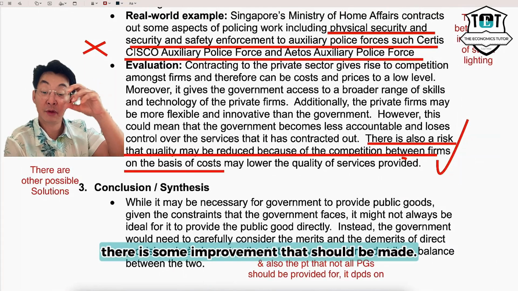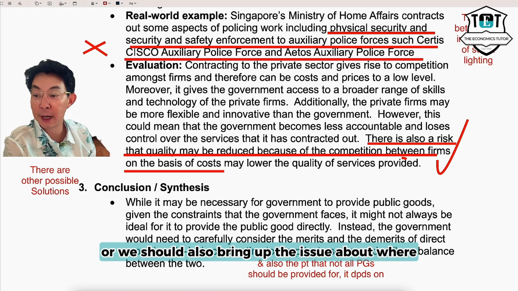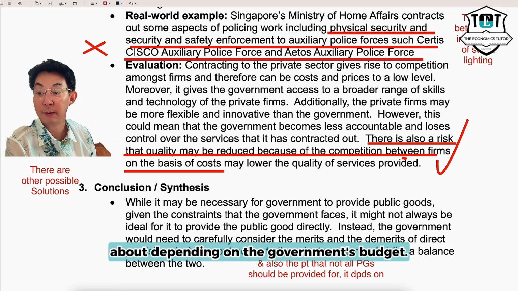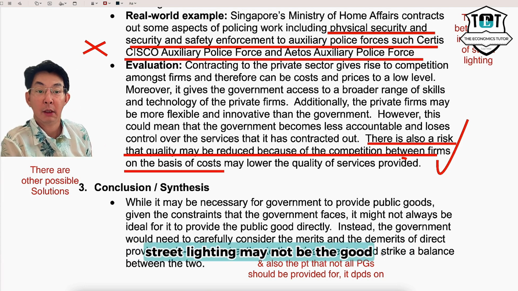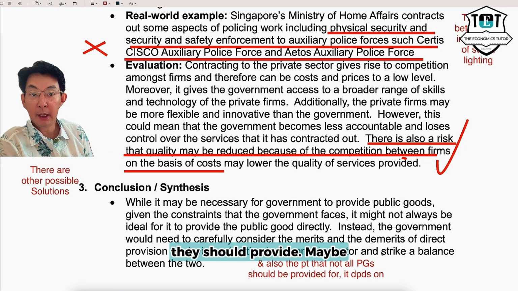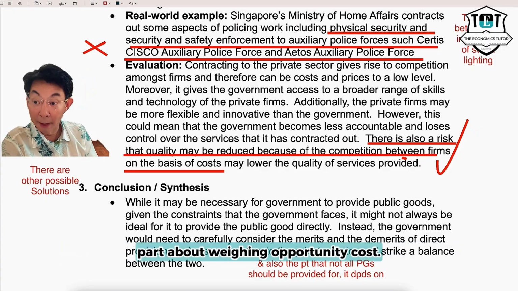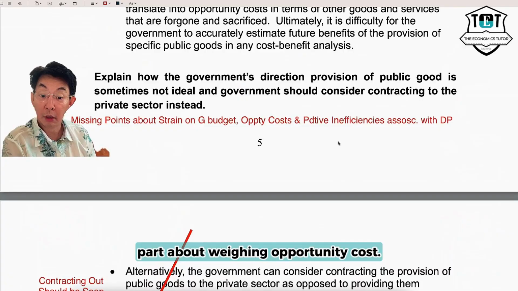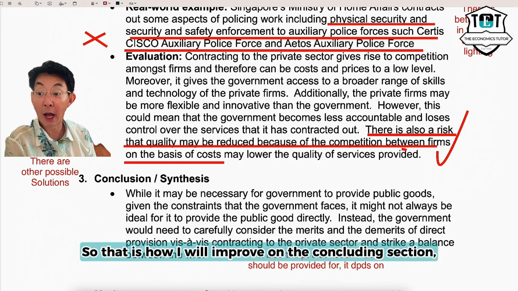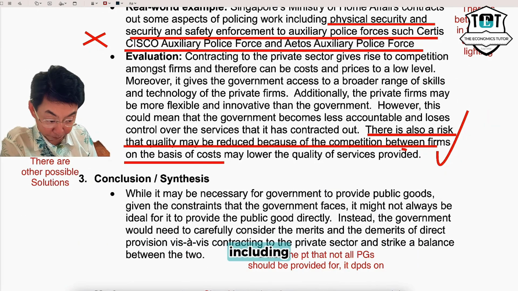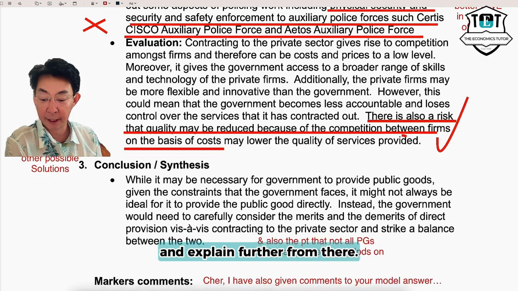There is some improvement that should be made. In addition, we should also bring up the issue of depending on the government's budget. If the government has no money, then maybe additional street lighting may not be the good they should provide. Maybe they have to prioritize healthcare, which may be more valuable to society. That is the part about weighing opportunity cost, which is very important, and therefore they need to factor this point in. So that is how I will improve on the concluding section: including that it depends on the state of the government's budget, and explaining further from there.